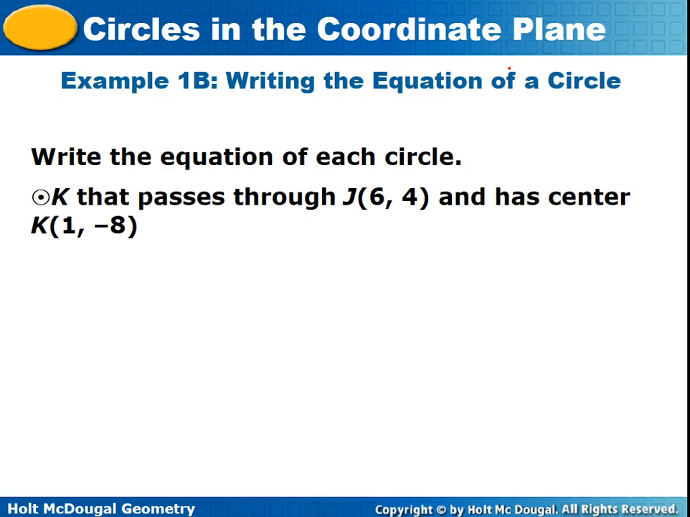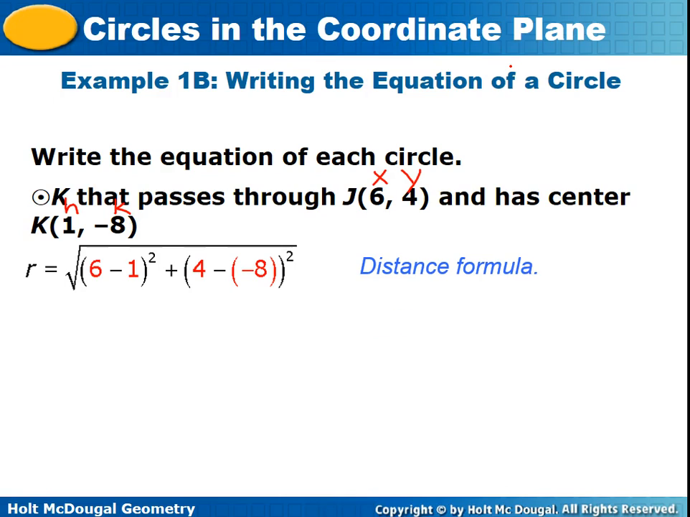Okay, so this is the circle K passes through the point J, which is (6, 4). So this is going to be our X, and this is going to be our Y. And it has a center of (1, −8). So this is going to be our H, and this is going to be our K. Now again, we just write our formula and we just fill it in.